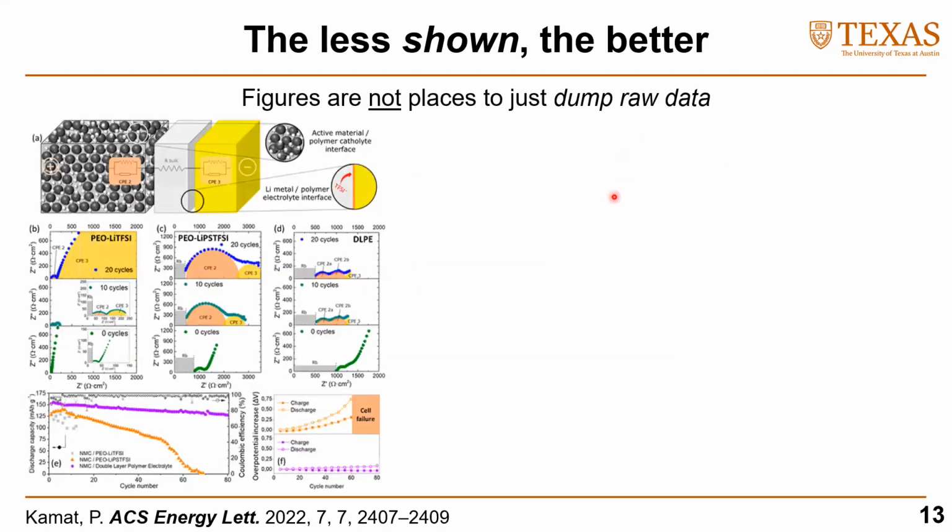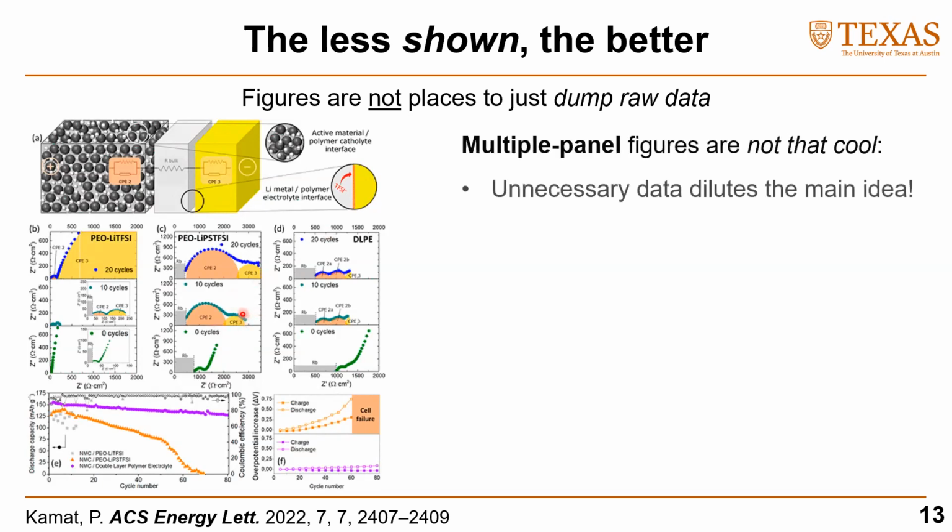Also, make sure you manage the amount of data and information that you show. Don't just put a lot of information in your figures. The main idea here is the less shown, the better. Notice, for instance, in this figure, if you ask someone, hey, could you please explain to me what's going on here? Well, a lot of stuff is happening at the same time, especially if you're not familiar with batteries or electrochemical impedance spectroscopy. It's really hard to understand what's going on here. So don't just put a lot of raw data in your figure. Just make sure you use the information that you need.